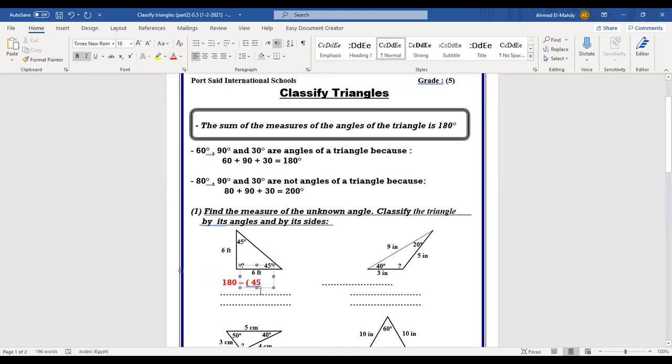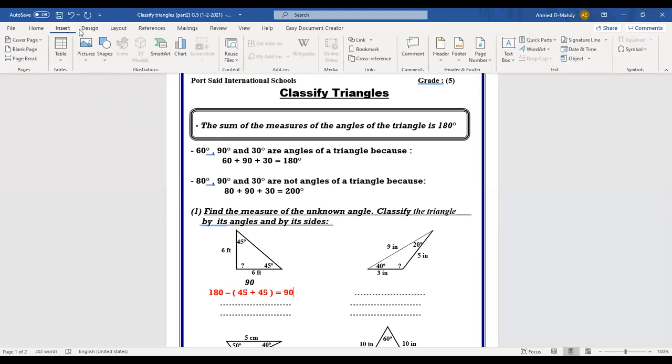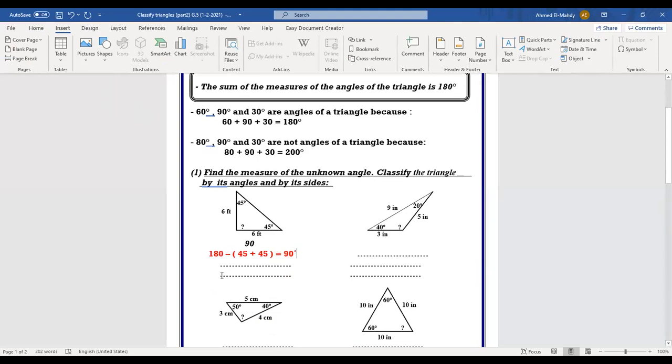Wait guys, wait. We start firstly with 45 plus 45. 45 plus 45 equals 90. Good. Then we subtract after that 180 minus 90 equals 90. So the measure of the unknown angle in this triangle is 90 degrees. Who can tell me what is the kind of this triangle according to measure of its angles? Aser.